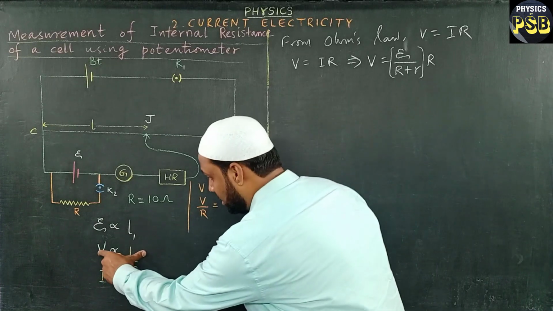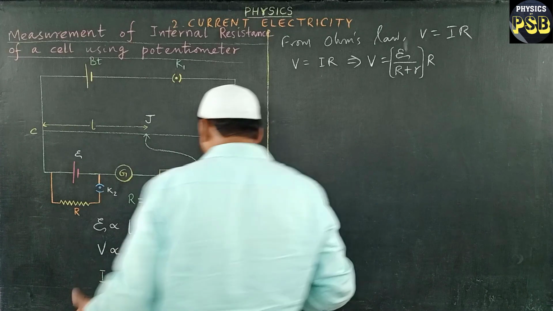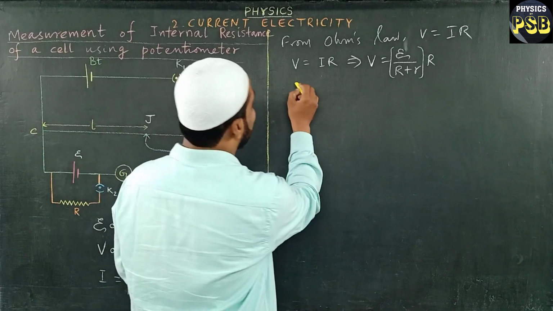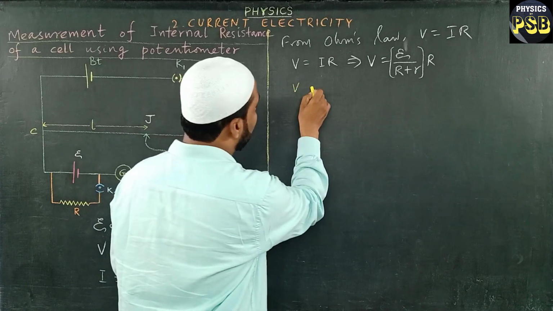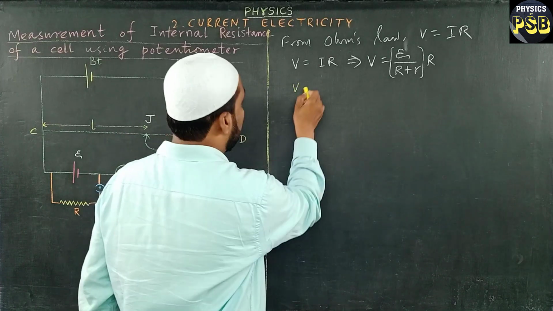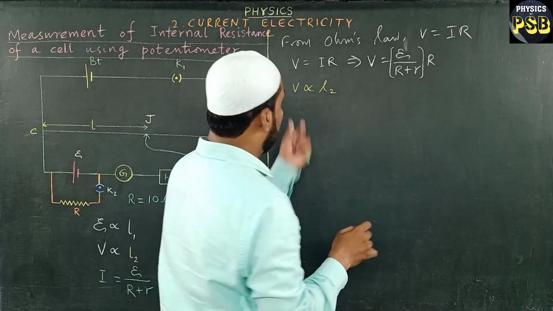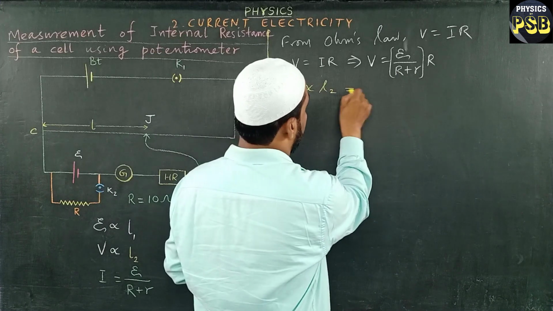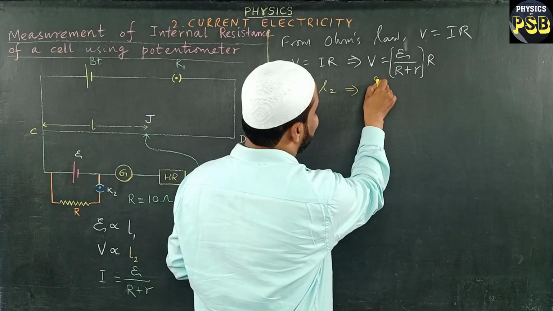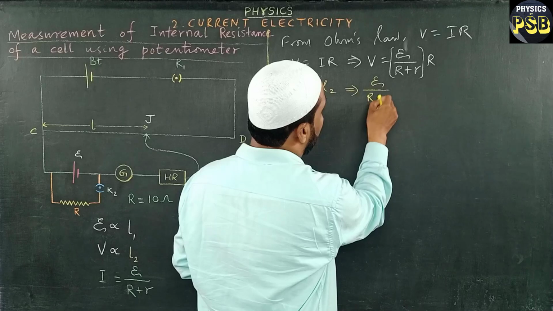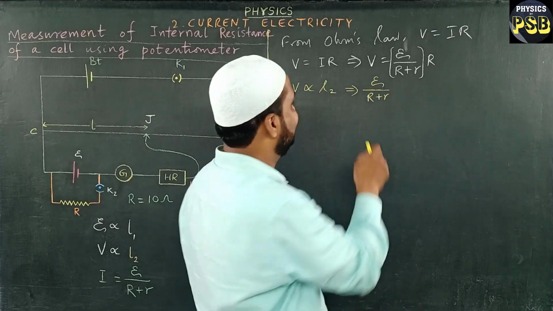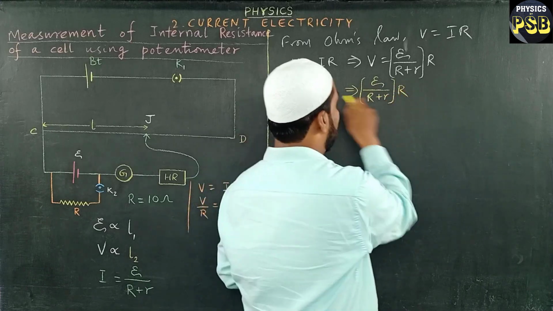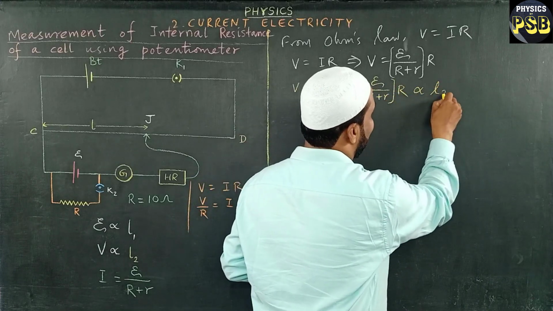And from this expression, V is found to be directly proportional to L2. Right? V is directly proportional to L2. And the value of V is nothing but epsilon ξ upon R plus small r into capital R, which is directly proportional to L2.